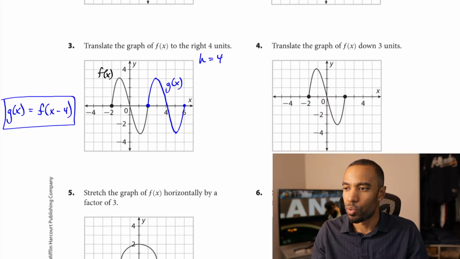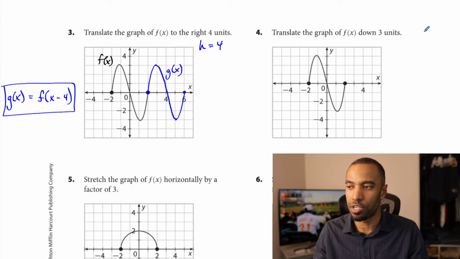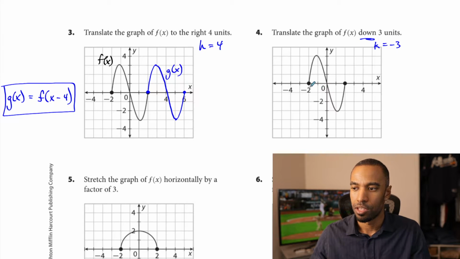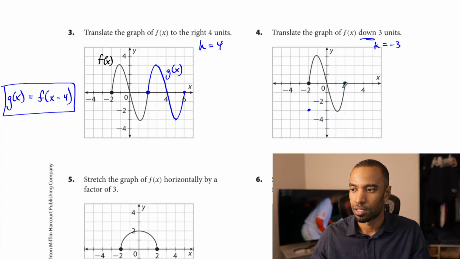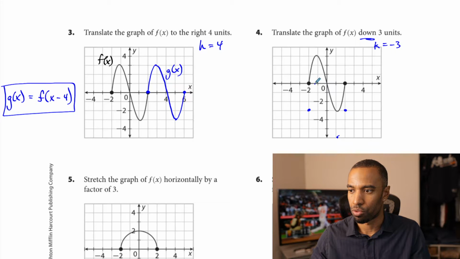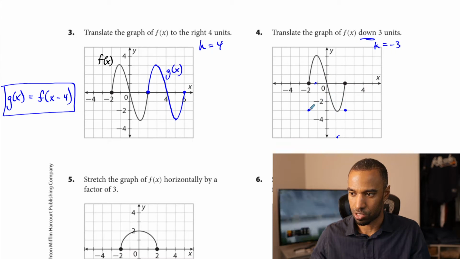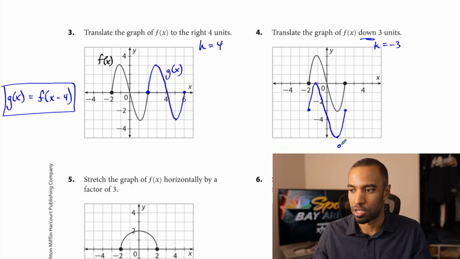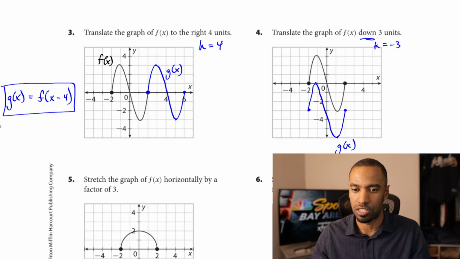All right, number 4, translate the graph of f of x down 3 units. Now that we're going down, well, that's k, but down is negative, so k is negative 3. So take this same kind of graph. Let's go down 1, 2, 3. 1, 2, 3. This point 1, 2, 3. And this point 1, 2, 3, like that. And try and connect those dots, give yourself a g of x. Looks like these will not connect here. Not as pretty looking of a graph as my first one, but that's okay. There's my g of x, and we already know that's g of x, the other's f of x.